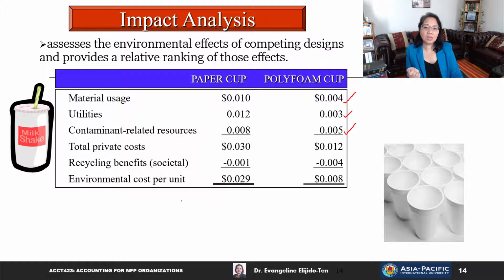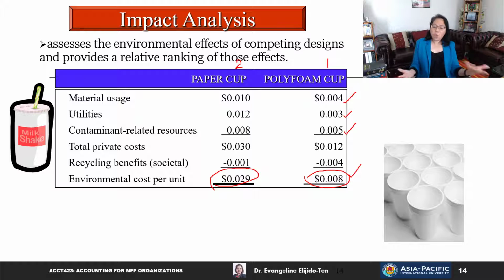And at the end here, we can see the environmental cost per unit for paper cup is 2.9 cents compared to 0.008 for polyfoam cup. So again, we can see here that this polyfoam cup is the winner. So if we are to look at the impact analysis that we've conducted and rank these two choices, we will say, well, looks like polyfoam cup is ranked 1 and paper cup will be ranked 2nd.